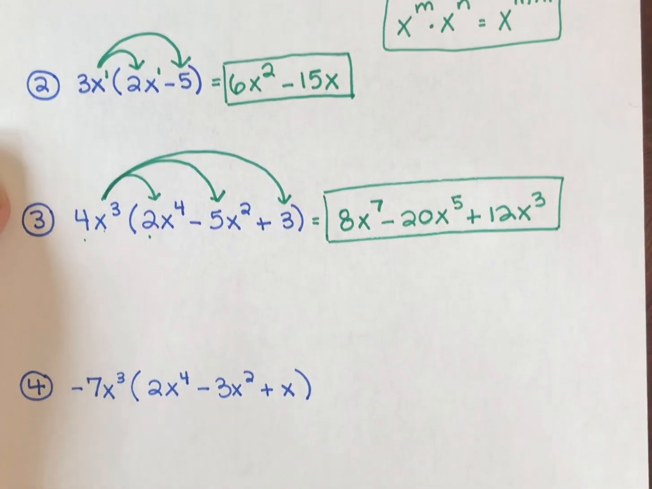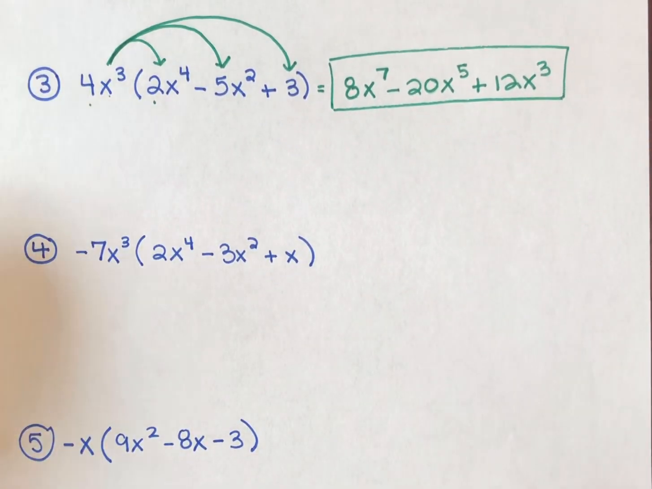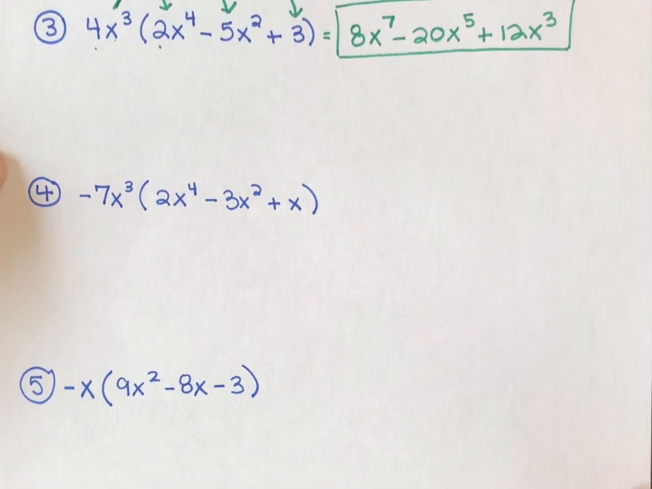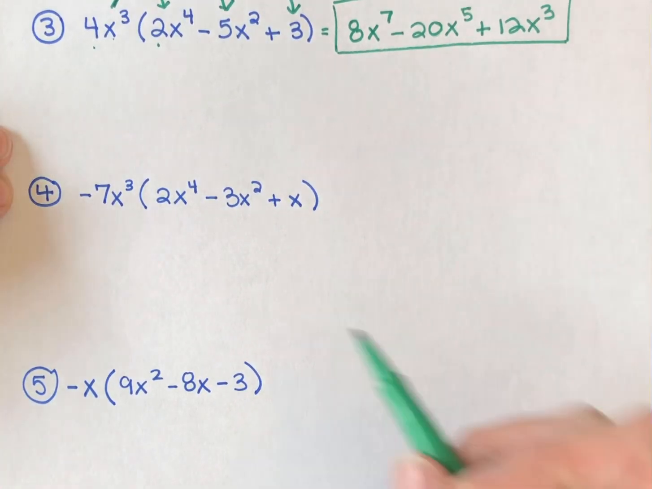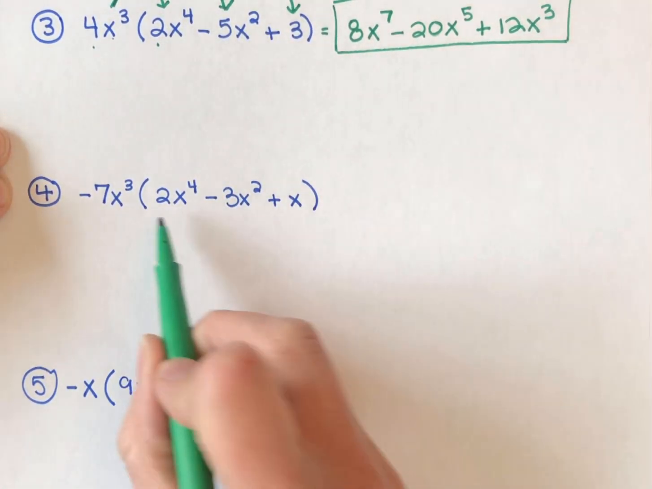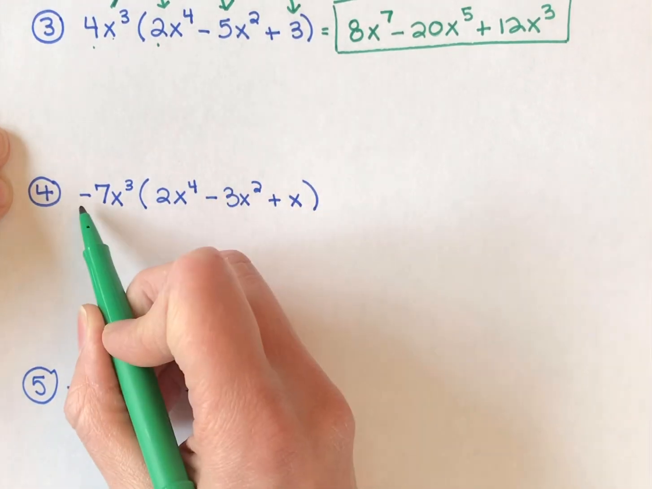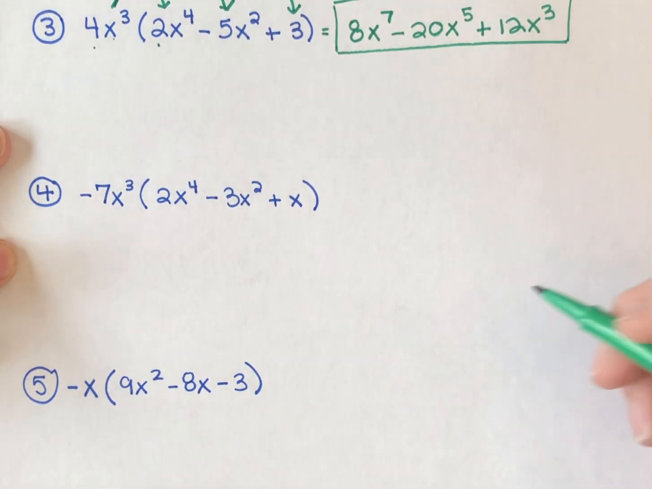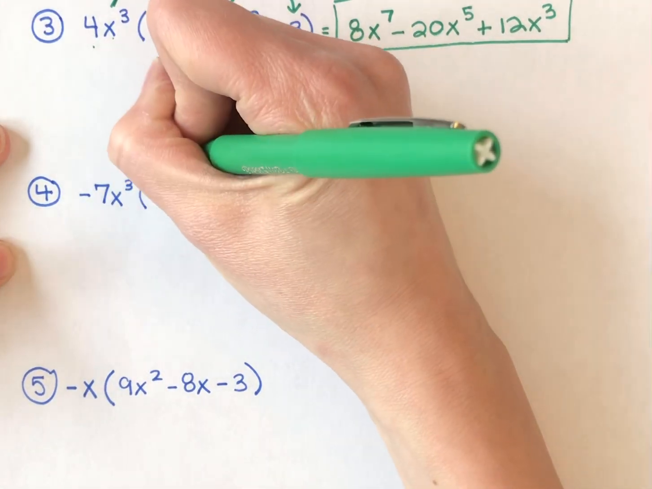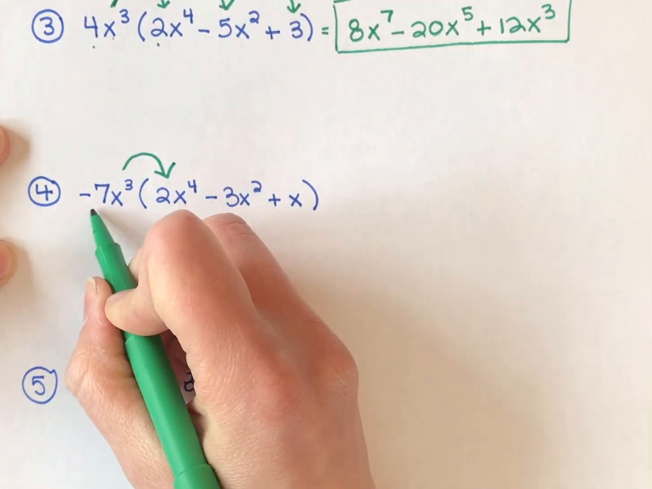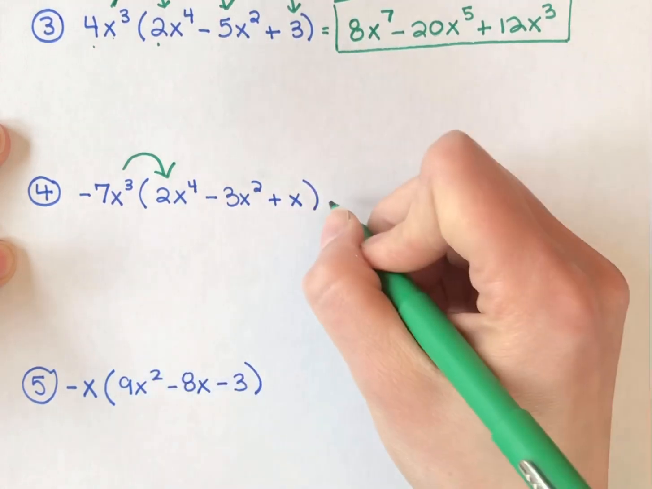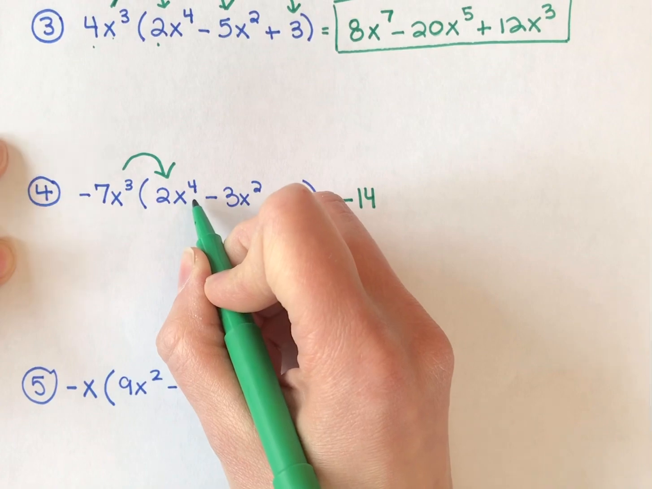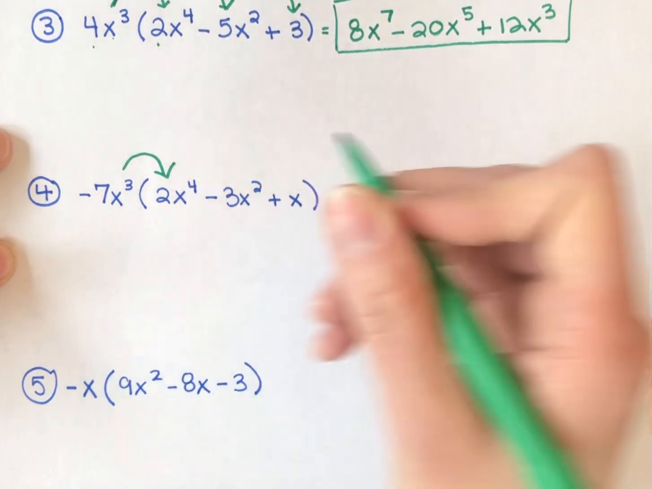Okay, let's look at 2 more examples before you practice distributing. Okay, in number 4, I'm going to take negative 7x to the third times this expression. So again, I've got 3 terms in my parentheses, and you notice this time I have a negative 7 in the front. So just be careful when you're multiplying and changing signs. Negative 7 times 2 is going to become a negative 14. X to the third times x to the fourth. Well, 3 plus 4 is 7.